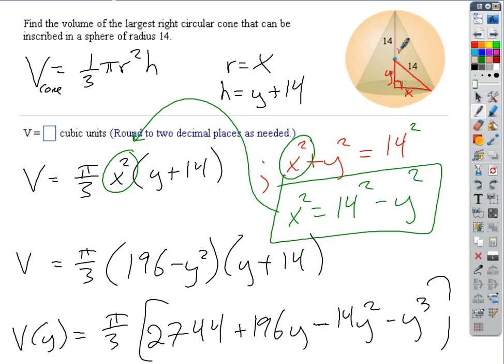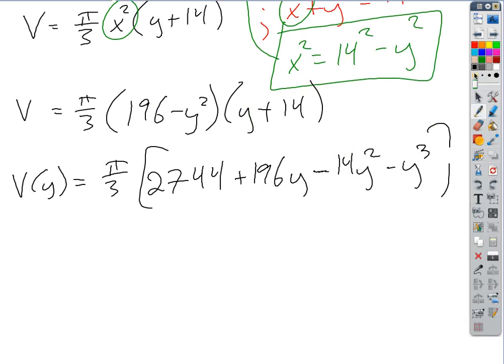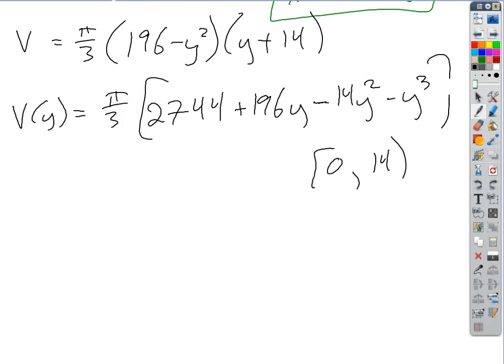So might as well finish this. V prime. Are we disregarding the 1/3? No, I'm not, I'm putting it out front. Pi thirds times the derivative of the first term. That one's 0, right? Derivative of that one: 196 minus 28y minus 3y squared. Right, and so the zeros of this thing are just going to be the zeros of that polynomial. So we could find the zeros.